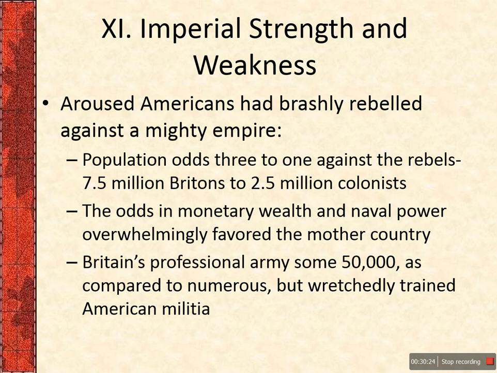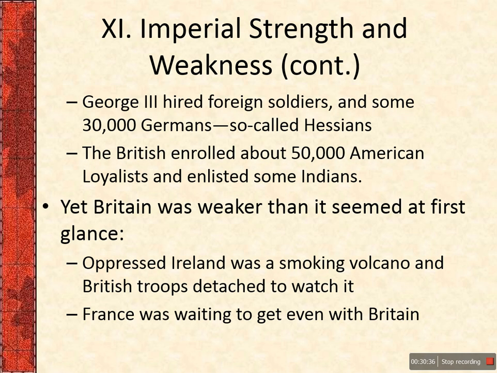So going into the Revolutionary War, that's the beginning of the Revolutionary War. What were the strengths and weaknesses of both sides? Britain had 7.5 million to 2.5 million colonists. They had a lot more money, a professional army, and a navy. They also had the help of paid soldiers called Hessians, which included 30,000 Germans.